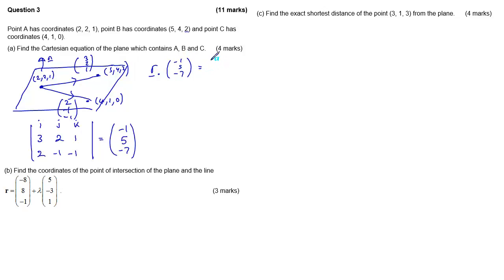Now we can use r dot n is equal to a dot n, and we could use any of these points. I'm going to use A. So that gives me r dot (-1, 5, -7) is -2, add 10, so -2 add 10 is 8, take 7 is 1. So I can say -x + 5y - 7z = 1.